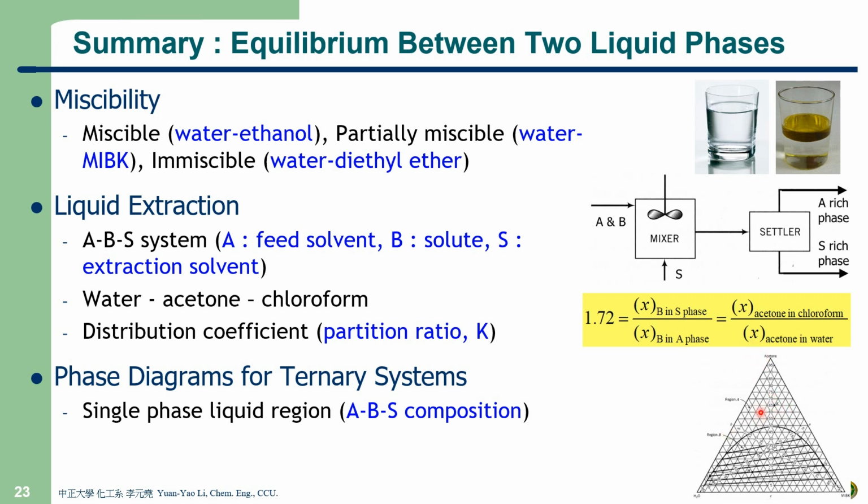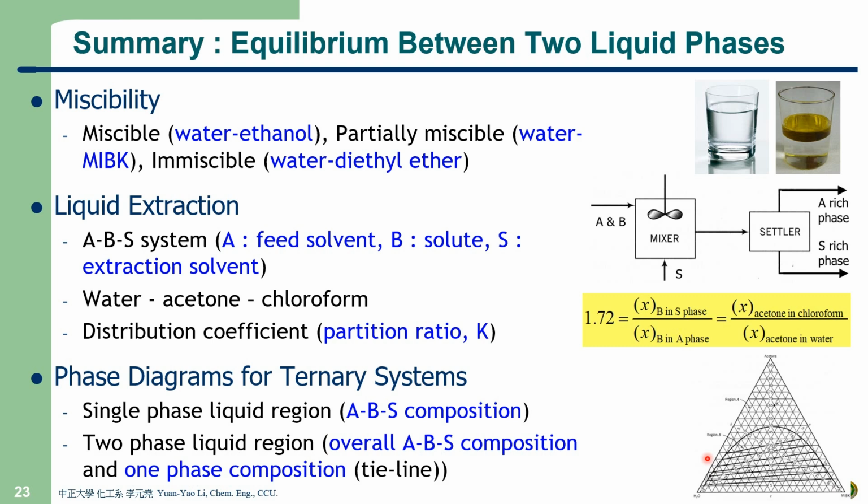So for example, I address a point here, and you can see that this is water, acetone, MIBK. There's a number here for water, a number here for acetone, and a number here for MIBK. So we are going to do a practice today. Okay, so this is the single phase liquid region, and then another region is called region B, and actually this is the two-phase liquid region.